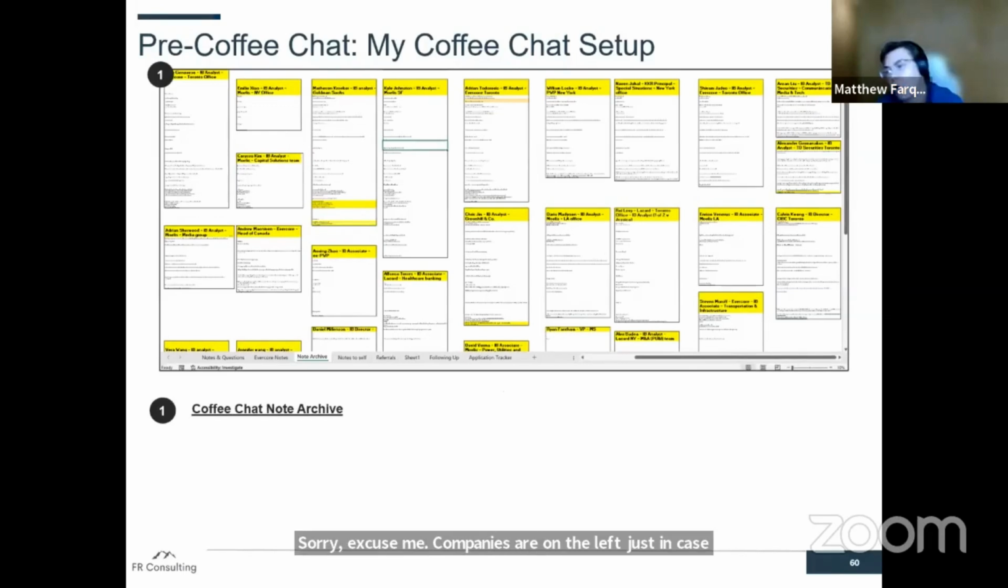This was where I put all the notes for my coffee chats, right? And this is helpful because I can go back to them and see any commonalities across them. And of course, when I get to the actual first round interview, I have all the notes that I need to craft the firm-specific behaviorals.